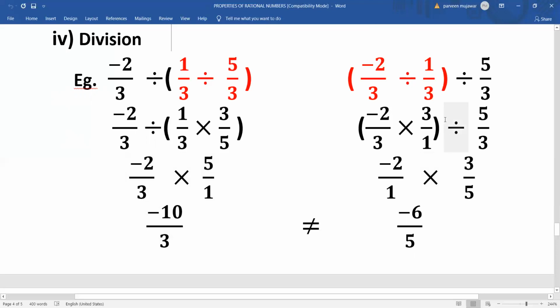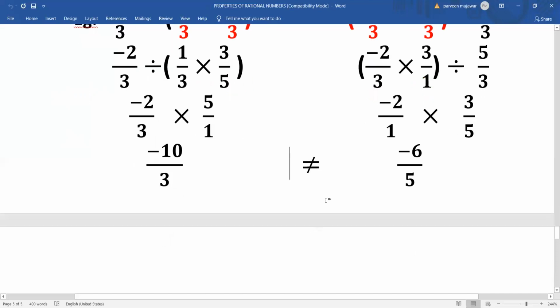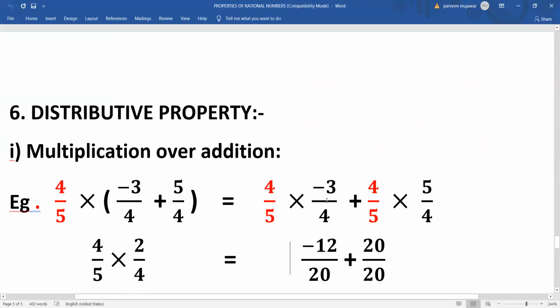Now check on the right hand side. When you solve, you get minus 6 upon 5. Are they equal? They are not equal. So it is not associative for division. So what do we conclude? It is associative only for addition and multiplication.